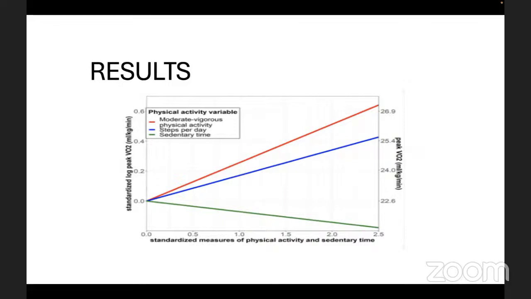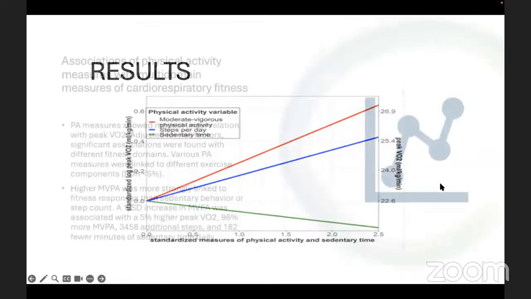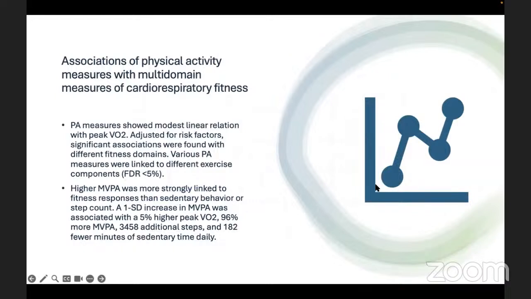Actually, we see that there is reduced peak oxygen consumption. Next, please. So the associations of physical activity measures with multi-domain measures of cardiorespiratory fitness. Physical activity measures showed a modest linear relationship with peak VO2 adjusted for risk factors.